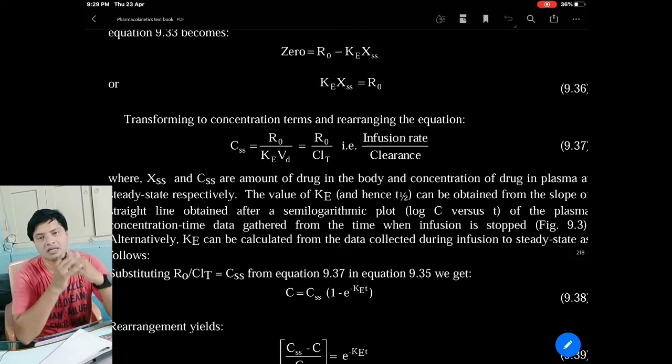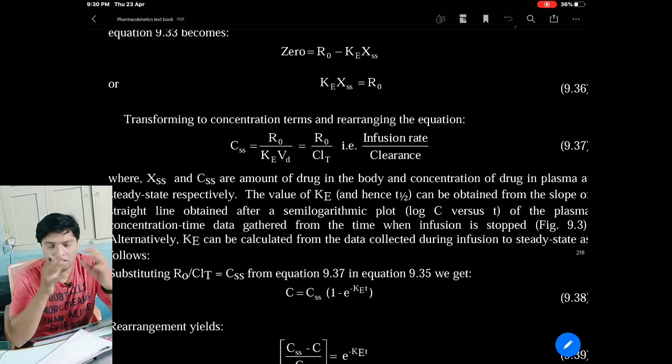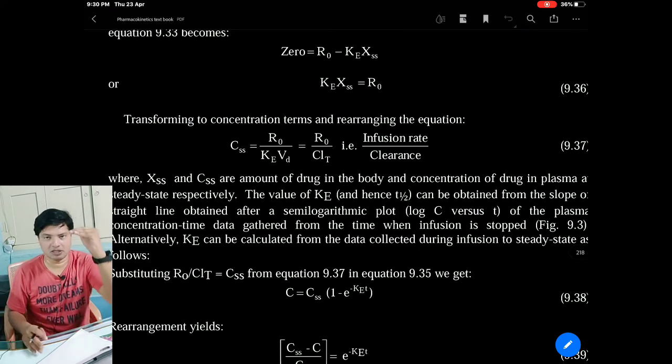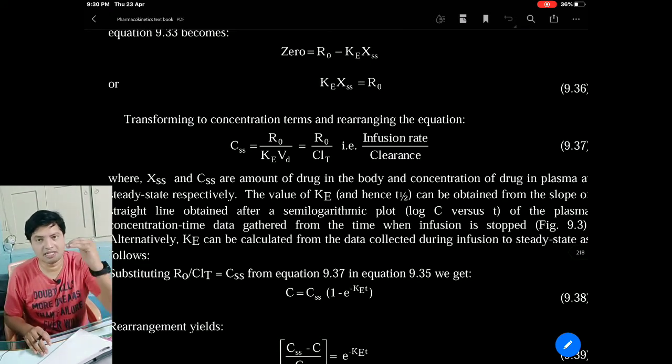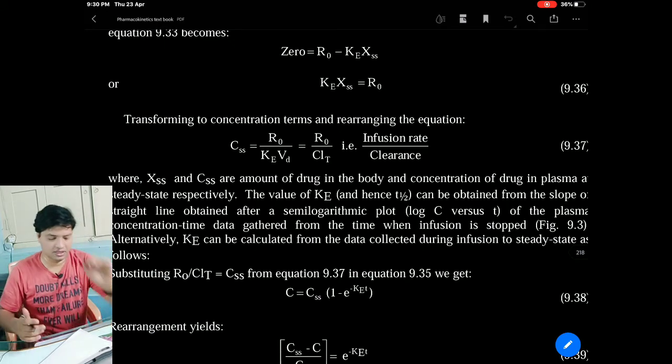If the problem says to calculate how to attain steady state concentration in a one compartment open model through infusion, you need to have the rate of infusion and the clearance in your hand. If you have the rate of infusion and clearance, you can calculate the steady state concentration. Now how to reach that steady state concentration, we'll see.